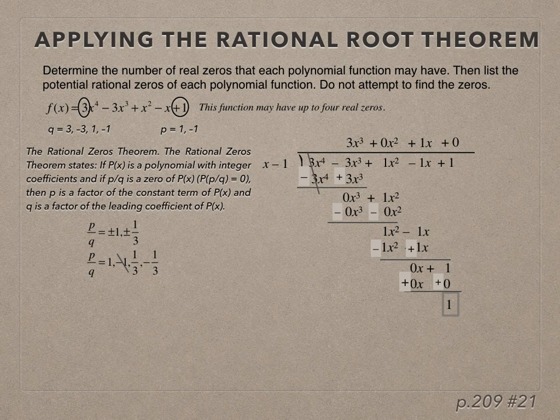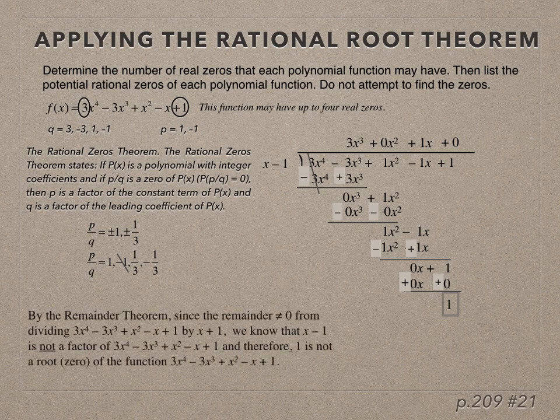So that tells me that x minus 1 is not a factor. Therefore, 1 is not a root, a real zero of this polynomial function. So now I've narrowed out two of my 4 possible rational roots. I could go through the process for 1/3 and then negative 1/3, but I think at this point I don't necessarily want to deal with fractions.